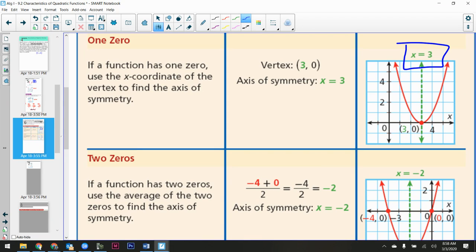That is a vertical line. X equals, okay, that vertical line, X equals 3. Every single axis of symmetry is going to be an X equals. Take a look at the 2 zeros option.